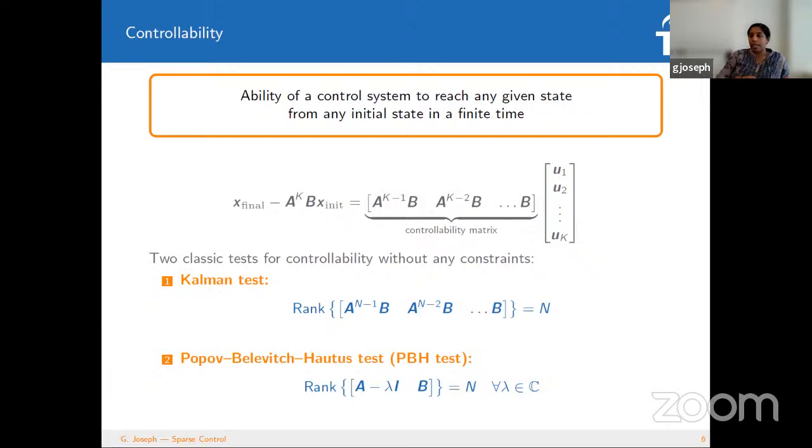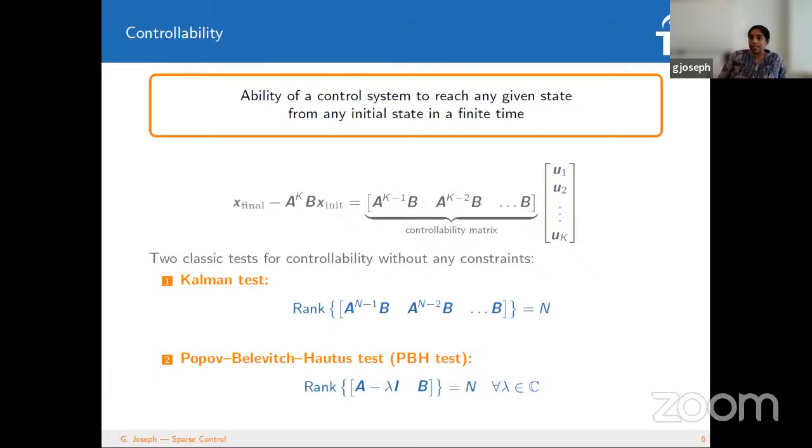So for any initial state X init and any final state, we should be able to find a capital K, which is finite, and we should be able to find U1, U2, all the way up to UK, which satisfies this particular equation. If such a solution exists for any initial and any final states, then we say that the system is controllable.